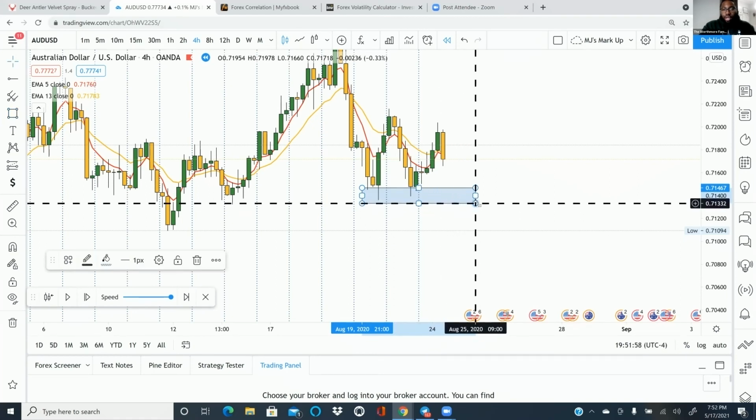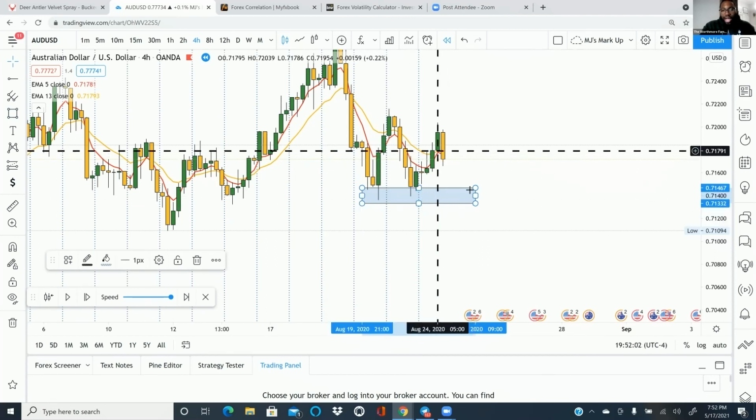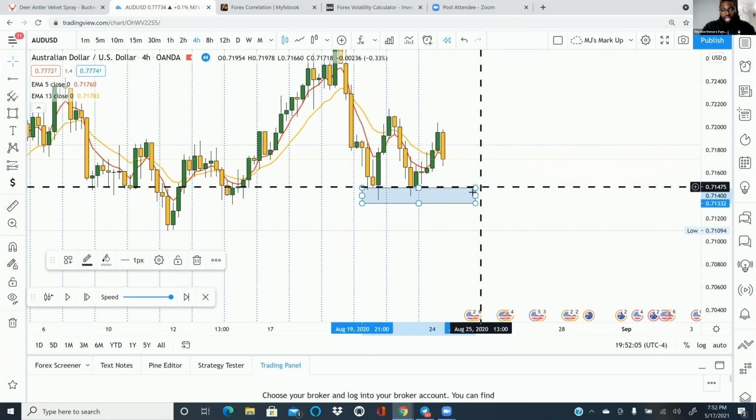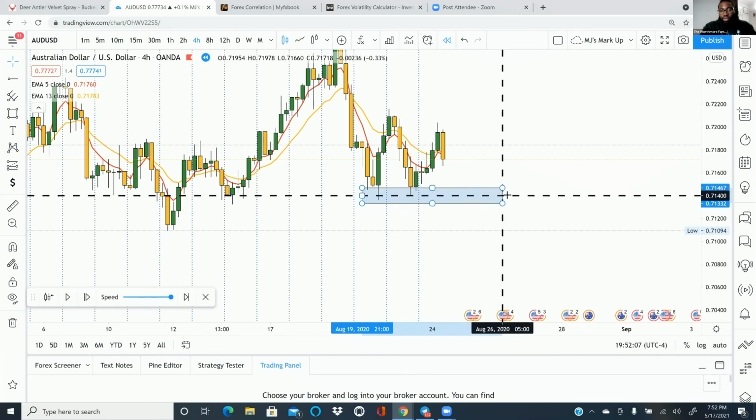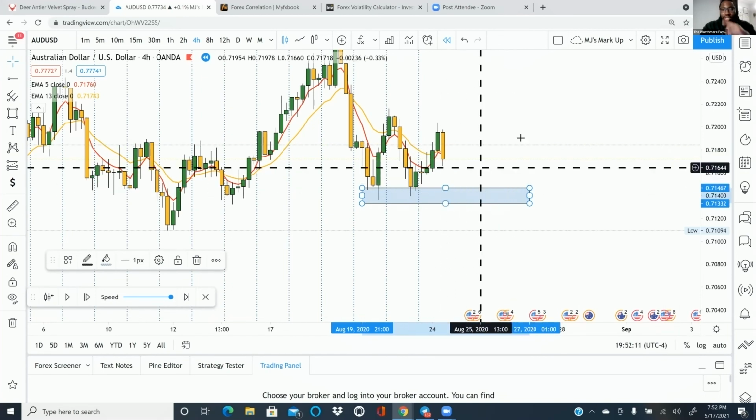So this makes me think, okay, this is the low point. Price won't break through it. I could be looking for buying opportunities when it gets back down here into this spot, right? This is what I'm thinking to myself. I could be looking for buying opportunities here into this spot.